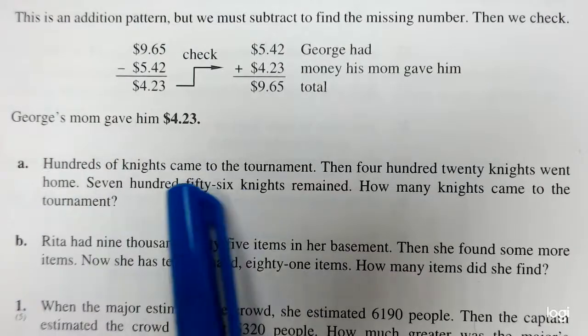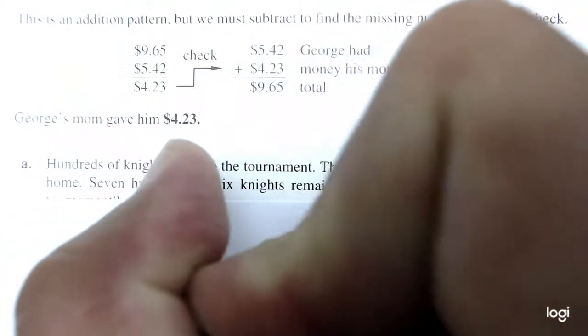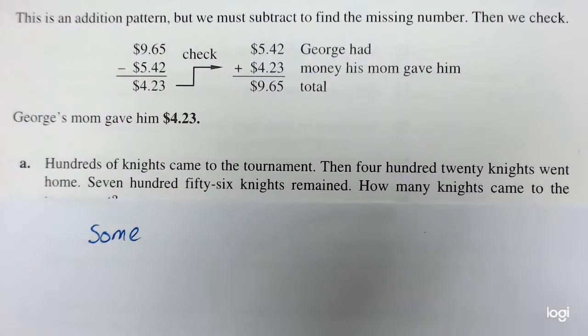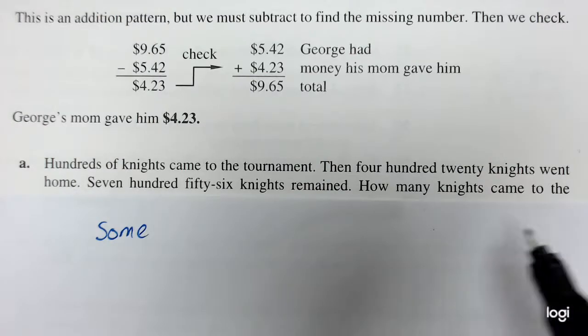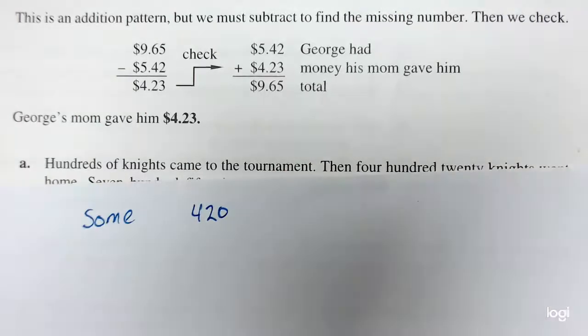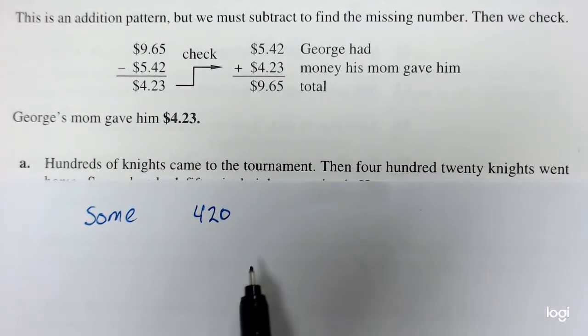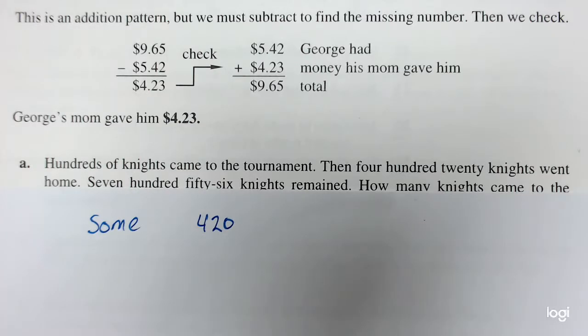So when they say hundreds of knights came to the tournament, I'm going to take my work paper and write, well, I have some knights. I have some. Then I go to the next sentence, which is: then 420 knights went home. So I have some, and after some I have 420. Now the question is, what happened to this 420? It says 420 went home. So when they say went home, is that going to be addition or subtraction? Well, if you said subtraction, you're correct, because they're leaving. So we have some minus 420.